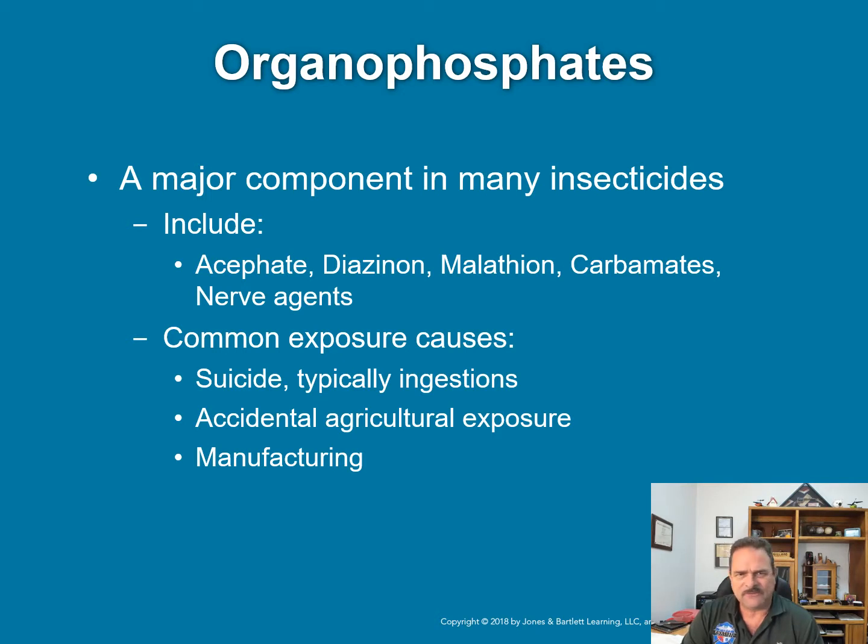All right, organophosphates. They're a major component in most insecticides. They include acephate, diazinon, methylparathion, carbamates, and also nerve agents. These common exposures usually come by accident, but suicide is possible. Usually it's by ingestion. They drink this stuff and they don't survive. But accidental is folks that have a tractor overturned, or they get into spillage and they don't know it's there. You get a kid that's running around out in the yard after it's been sprayed, but usually it's accidental.